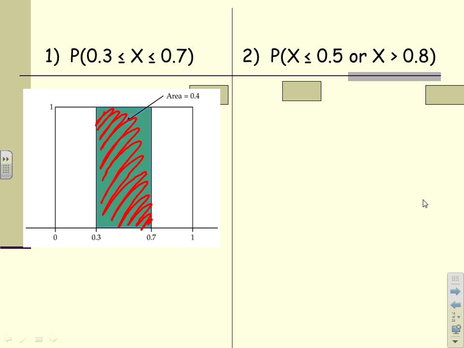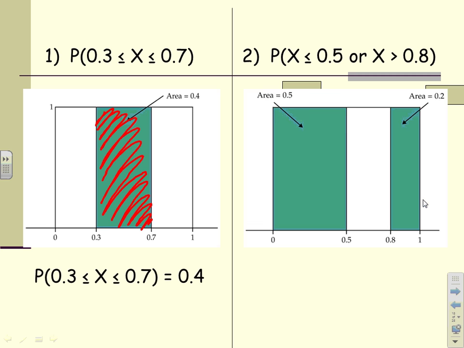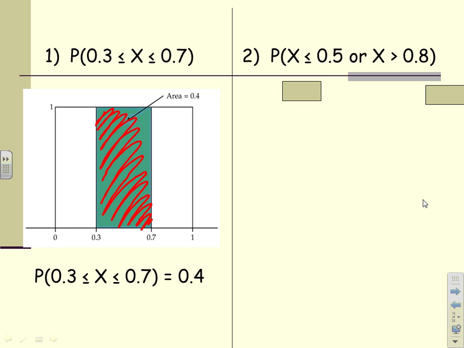And it's a rectangle. So all we have to do is find the area, which is just going to be 0.4 on the horizontal and 1 on the vertical. We have 0.4 times 1 gives us that area of 0.4. In other words, 40% of the time, we'll find a value between 0.3 and 0.7.